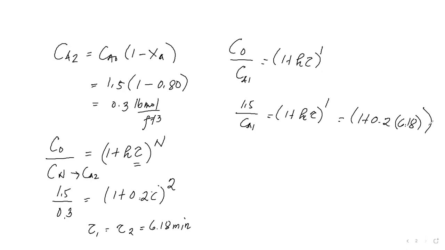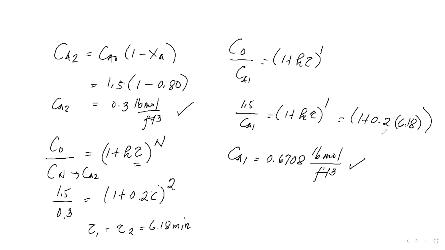Okay, so that's our right side. This will give us a Ca1 value equal to 0.6708 pound mole per cubic feet. Now, take note that we'll be using Ca2 and Ca1.